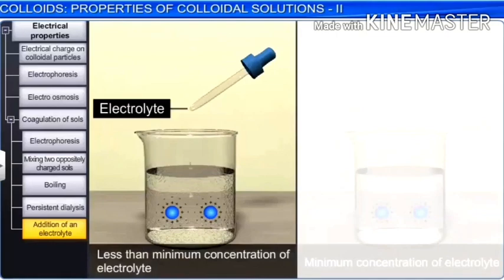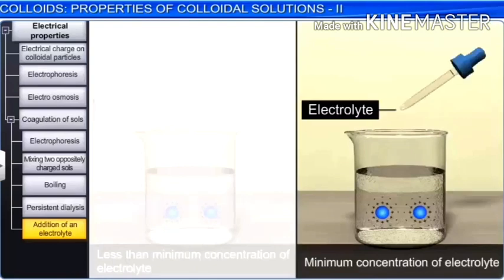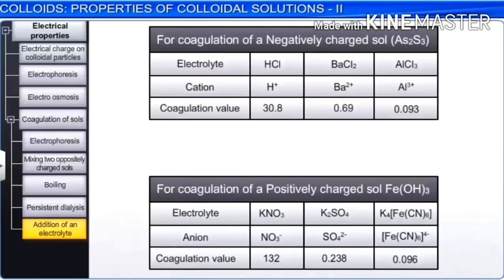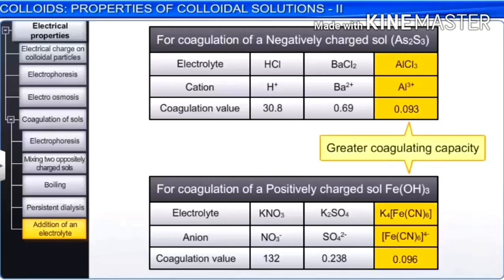Coagulation won't take place until the amount of electrolyte that we are adding reaches a particular concentration. That minimum concentration of the electrolyte needed per liter to cause a sol to precipitate in 2 hours, we call its coagulation value or flocculation value. It is important to note that the lesser the coagulation value, that means the lesser the quantity needed, the greater the coagulating power. The cation with more positive charge and the anion with more negative charge have a very small coagulation value compared to the other ions. That means the lesser the coagulation value, the greater its coagulating capacity.